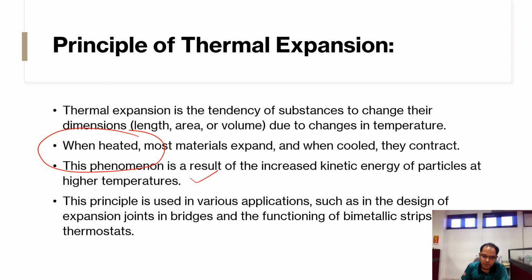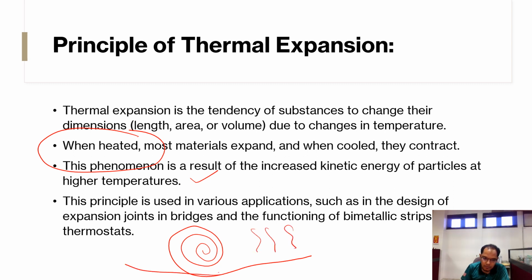This principle is used in various applications, such as industrial expansion joints, bridges, or functioning in bimetallic strips. Bimetallic strip tu yang macam ni. Ni bimetallic strip. So bila dipanaskan dia akan memanjang. Bila sejuk dia akan bergulung balik macam ni. Tu namanya bimetallic strip untuk thermostat.